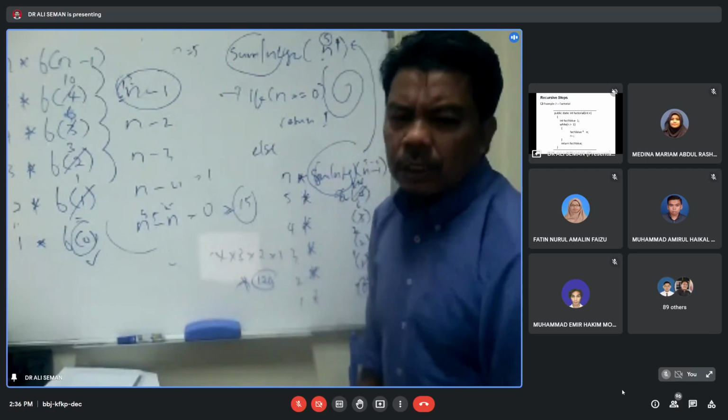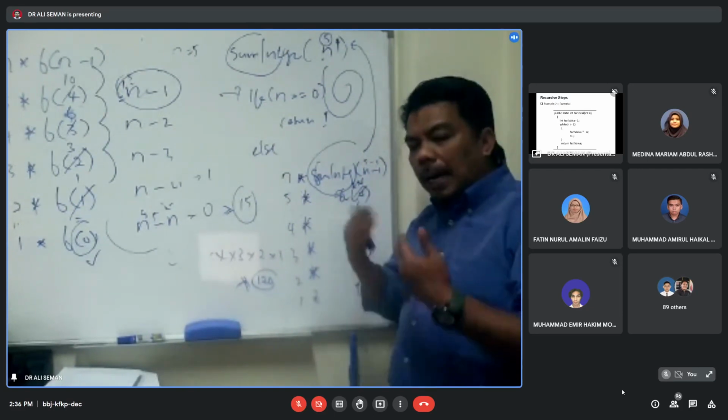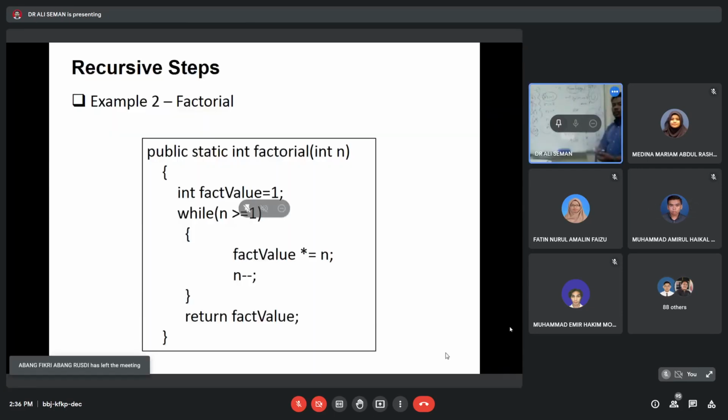And also, factorial can be implemented using non-recursive or normal iteration. Like this: integer, let's say we give a variable, fact value, equal to 1, because the minimum is 1. We will return 1, so we initialize the value to 1. So when n is greater than or equal to 1, then we will execute this. When this is true, fact value times equal to n, meaning fact value equals fact value times n. And after that, we have to reduce one by one, n minus 1, and return fact value.